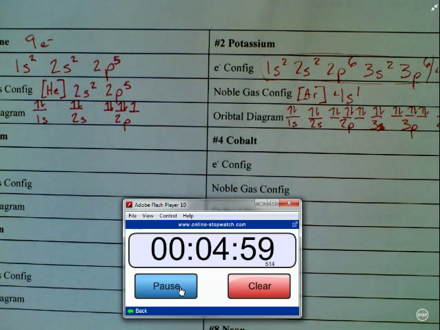I personally don't appreciate that particular convention because it's confusing to you guys. So remember, you do fill the 4s before the 3d. The notes are correct. It's just that I don't actually care for that particular convention. I wish it was a little bit different, but it's not, and we got to deal with it.